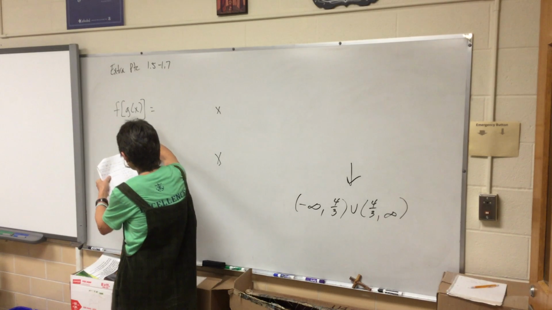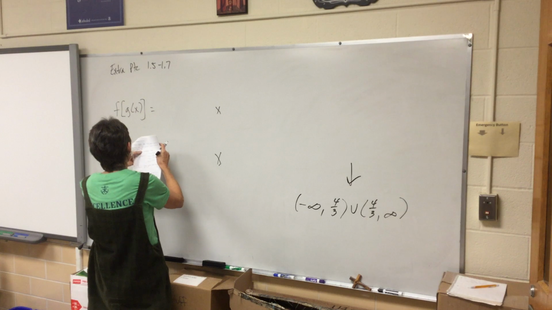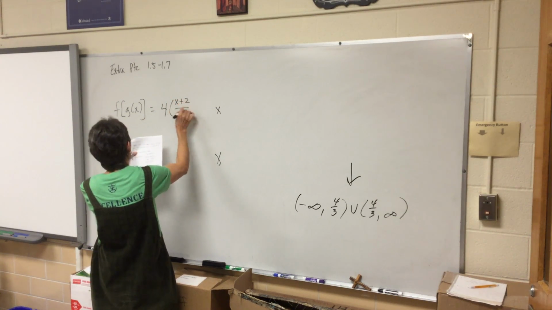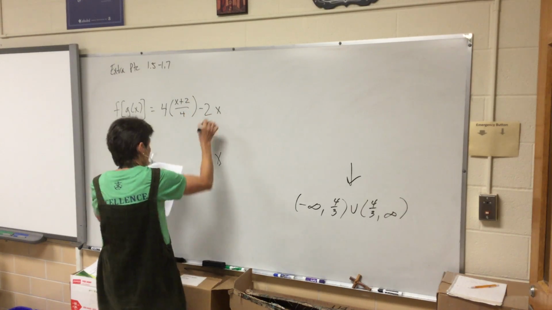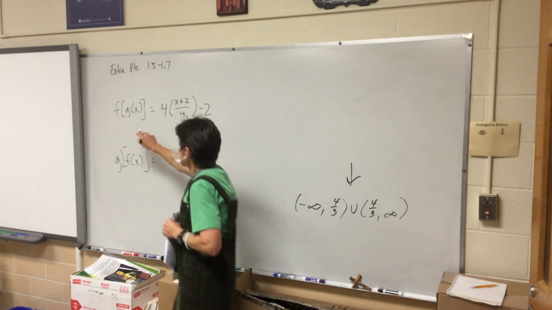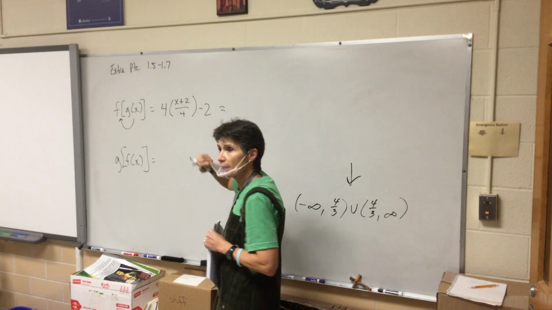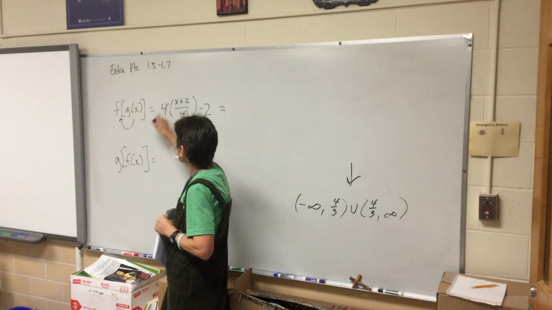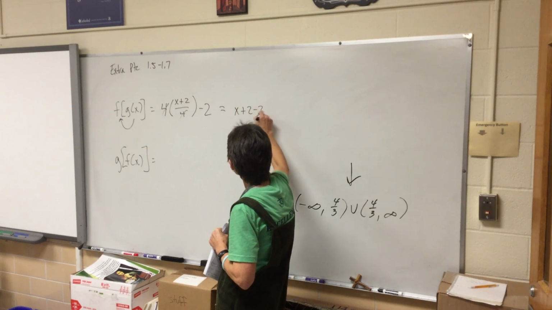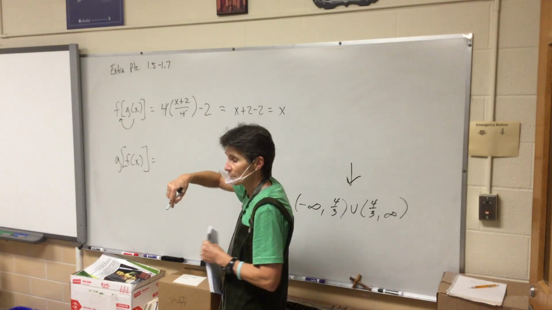So this says plug g into f. So I'm going to take my g function and plug it into f. So I'll have 4 times (x plus 2) over 4, minus 2. This is g into f. Now, you see what's going to happen? What's going to happen with these 4's? They're gone, and we're left with x plus 2 minus 2, which is x. That's what has to happen.